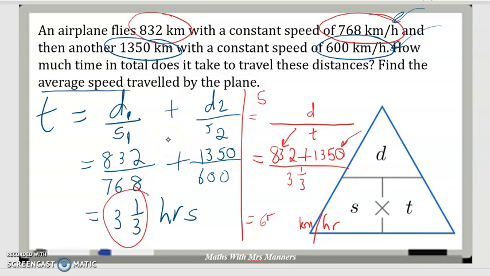That gives me 654.6 kilometers per hour. So there is my speed that I've been asked for the overall journey. And that seems reasonable because this speed is higher than my answer and this speed is lower than my answer. So it makes sense that my average speed would be somewhere in between those two values.